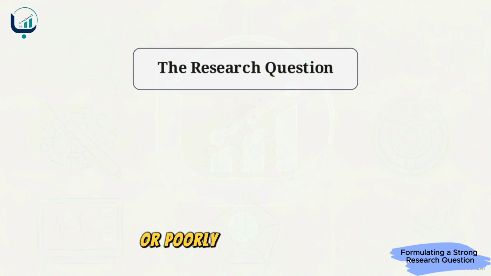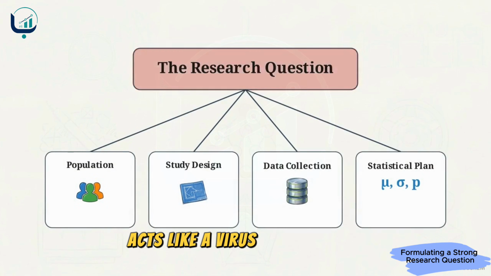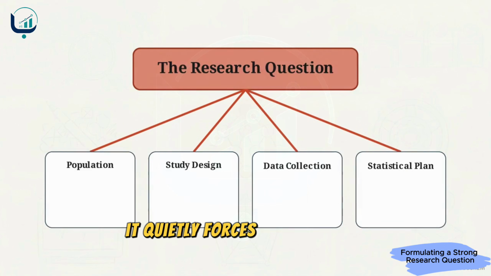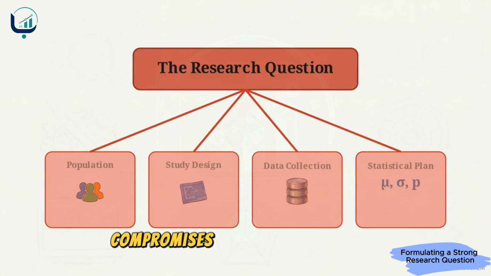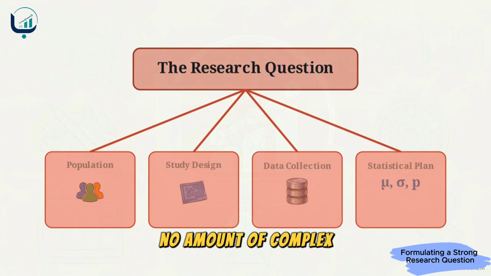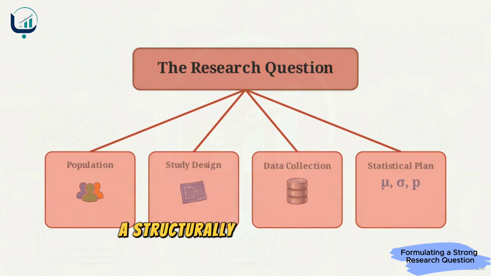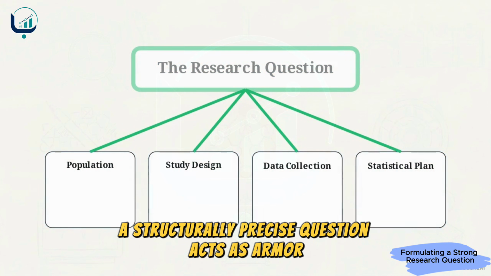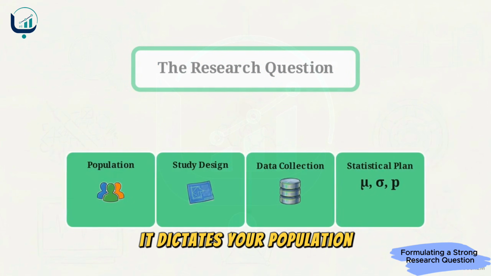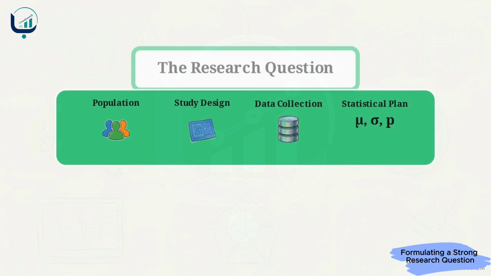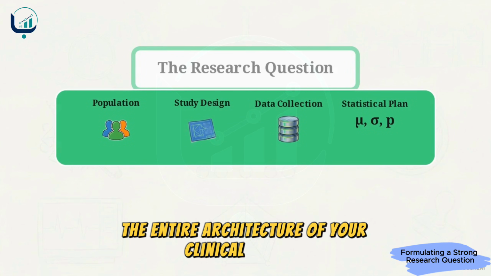A vague or poorly defined question acts like a virus in the system. It quietly forces a weak study design, compromises your data collection, and ruins your statistical planning. If the question is unclear, no amount of complex data manipulation can rescue the project. Conversely, a structurally precise question acts as armor. It dictates your population, your variables, and your timeline, protecting the entire architecture of your clinical project.